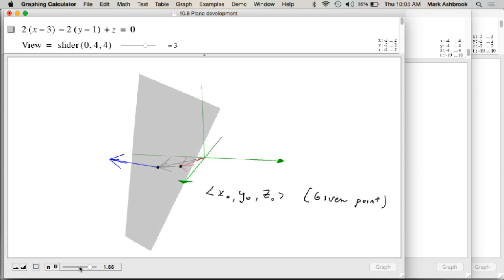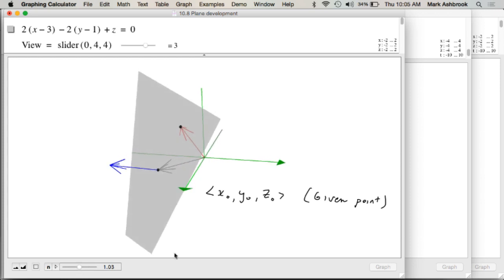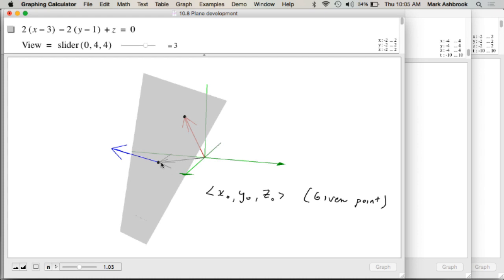Okay, very good. Making sense so far? So the given point is this one here. It's fixed. It's a point we know. This is going to represent every point on the plane. It's red. It might not look too red, but that's going to be x, y, z. Our normal vector is a, b, c.